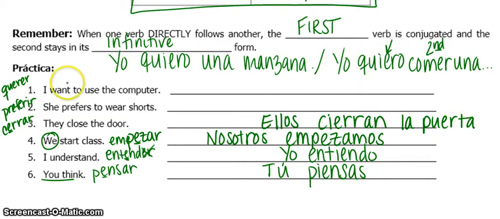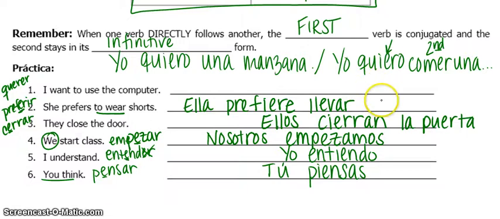Número 1 and 2 are following this rule that's up here, when one verb directly follows another. She prefers to wear. This E right before the ending is going to change. Ella. Good. It's an IR verb, so add an E. To wear is our second verb. Ella prefiere llevar, and then you add the vocab word for shorts. Los pantalones cortos. If you choose to do number 1, I'll give you extra credit. Otherwise, we'll practice mañana. Adiós.